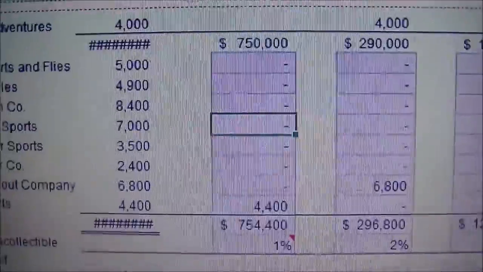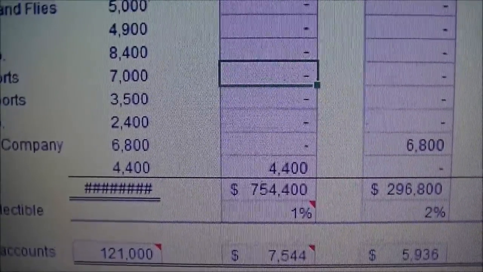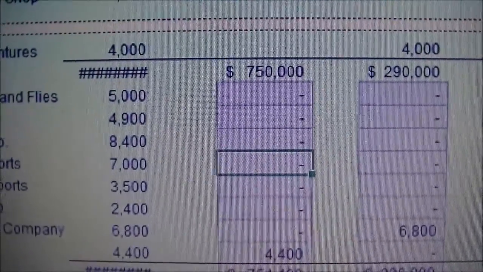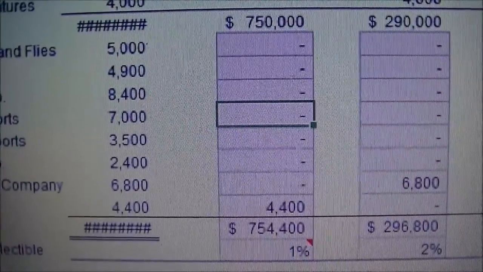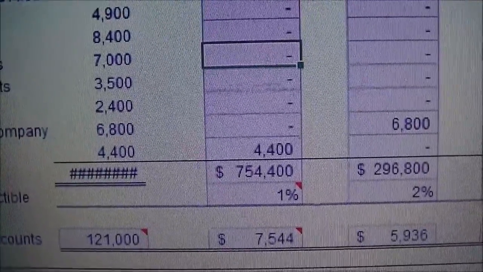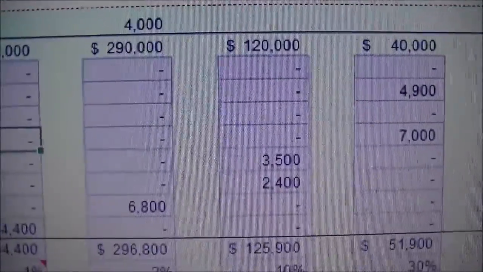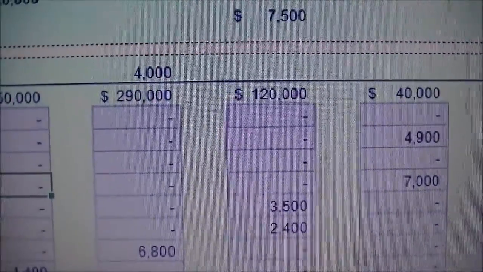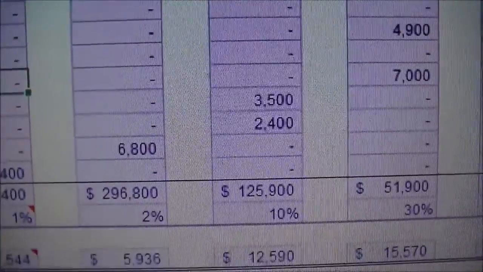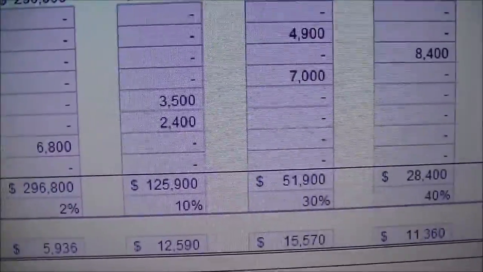All you do is, on that column, add the numbers to this subtotal. So 750,000 plus 4,400 gives you $754,400. Let's do the third column here because it has two figures. The subtotal, 120,000 plus 3,500 plus 2,400 gives you 125,900. And you'll do that for all the columns.